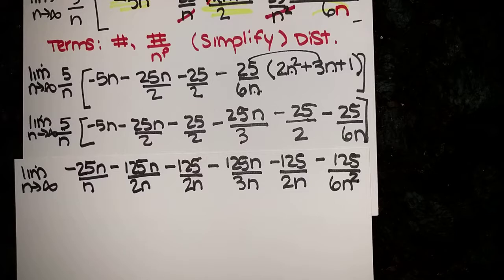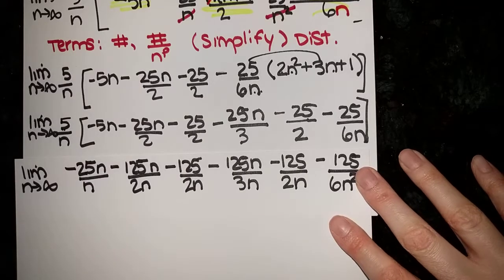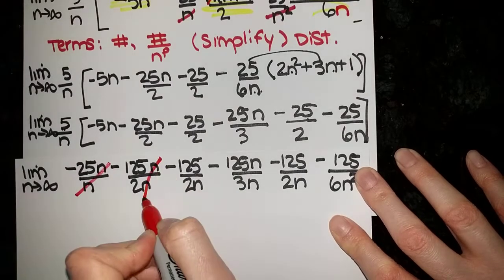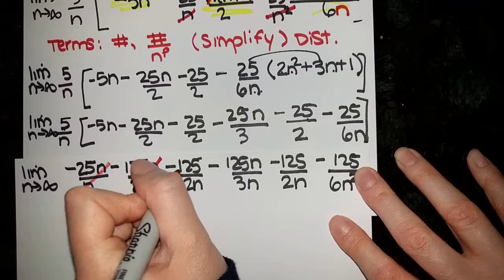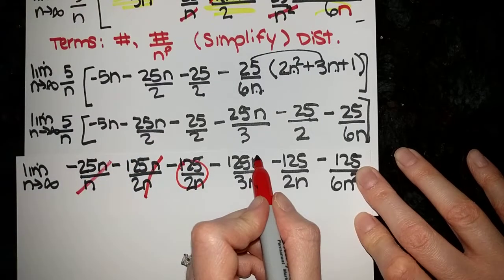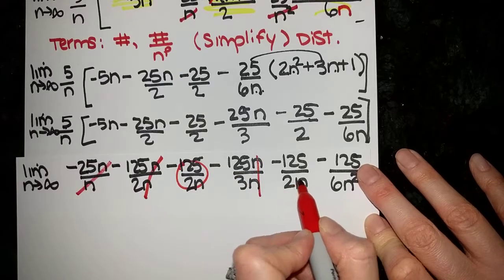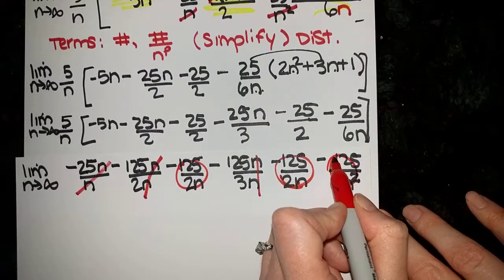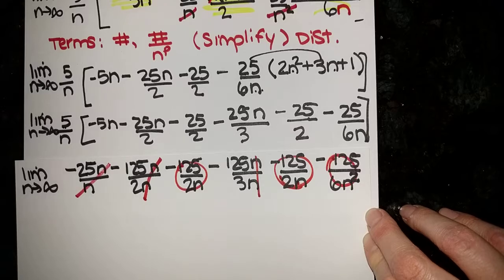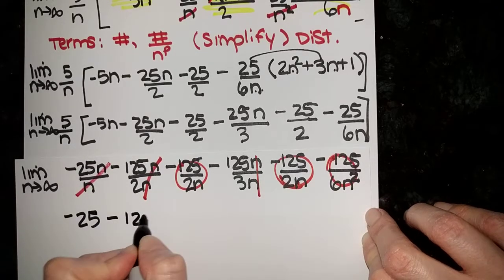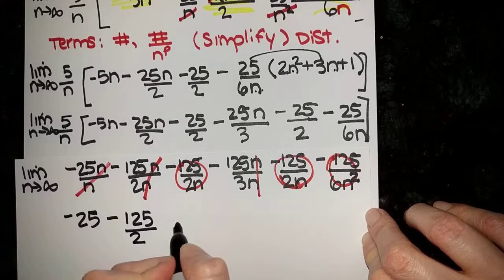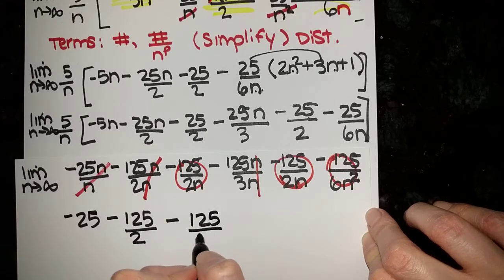Now, the beauty of this is that then things start canceling. So these n's cancel, these n's cancel. When I take the limit of this guy, because there's this n in the denominator, that is going to go to 0. This cancels, this n in the denominator is going to go to 0, this guy is going to go to 0. So what we are looking at here is negative 25 minus 125 over 2 minus 125 over 3.